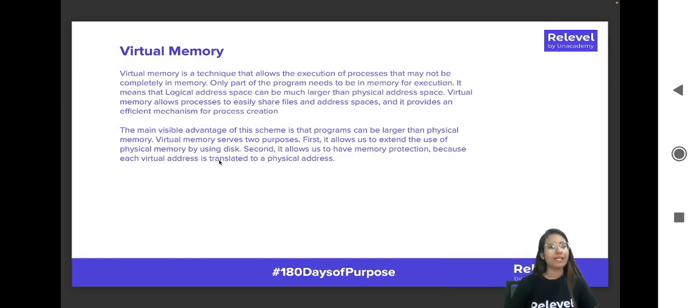Virtual memory is simply a technique that allows the execution of processes that may not be completely in memory. Virtual memory basically allows you to execute processes which are actually not completely in the memory. Only the part of the program that is currently being executed is in the memory, and the rest of the program is not in the memory. Basically it helps to visualize that the logical address space can be much larger than the physical address space.